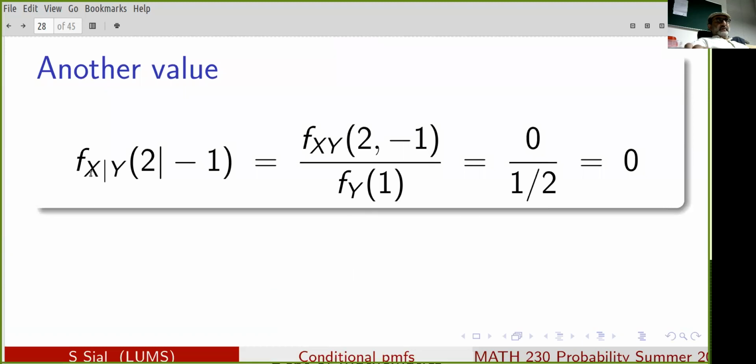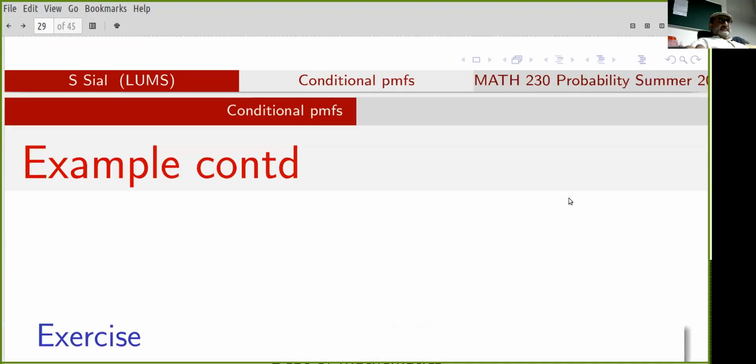Okay. The probability that x is equal to 2, given that y is equal to -1, that's the joint PMF evaluated at 2, -1, which we found was 0, divided by the probability that here y should be equal to -1, not 1. That's a typo. And that's equal to 0 over 1/2, which is 0.